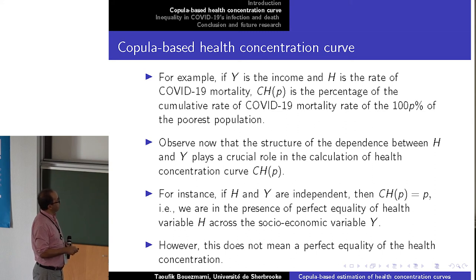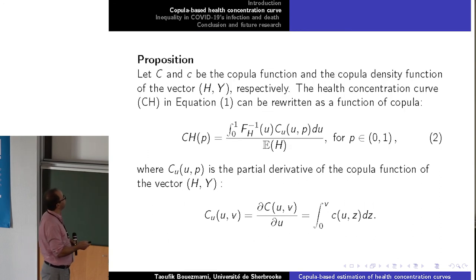In that case, we are in the presence of perfect equality of the health variable H across the socioeconomic variable, but that doesn't mean a perfect equality of the health concentration. So that's linked to the Lorenz curve. That's the beginning, if you want, of the idea: to write this curve in terms of a copula function, in particular in terms of the partial derivative of the copula function of the vector H and income Y here.